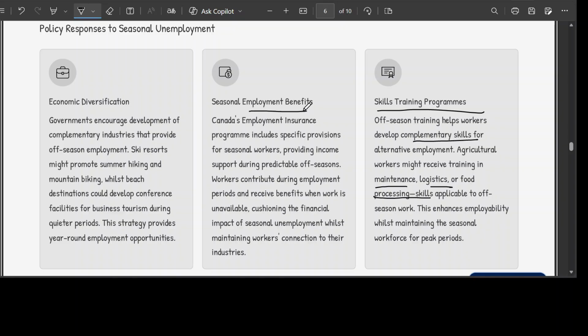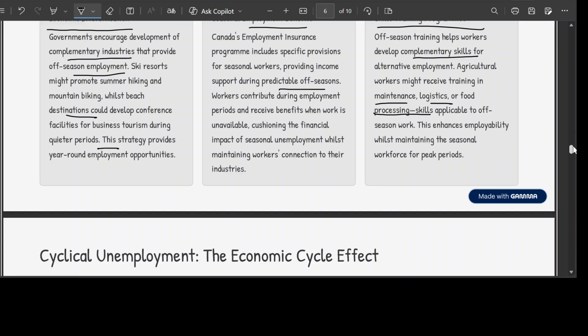Then we have seasonal employment benefits, like Canada's government employment insurance programs, which include specific provisions for seasonal workers, providing income support during the predictable off seasons. Another way is through economic diversification, where governments encourage the development of complementary industries that provide off-season employment. So these are certain examples through which we can relate ourselves.